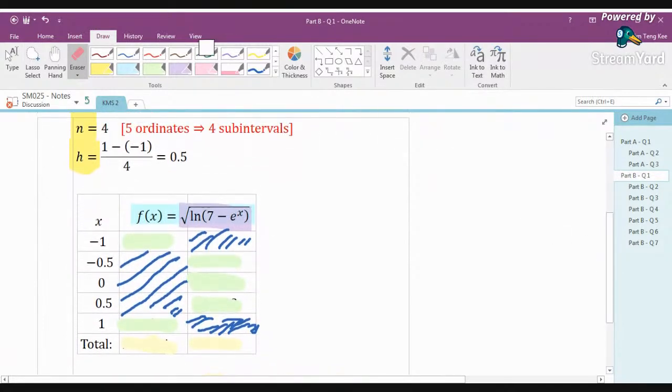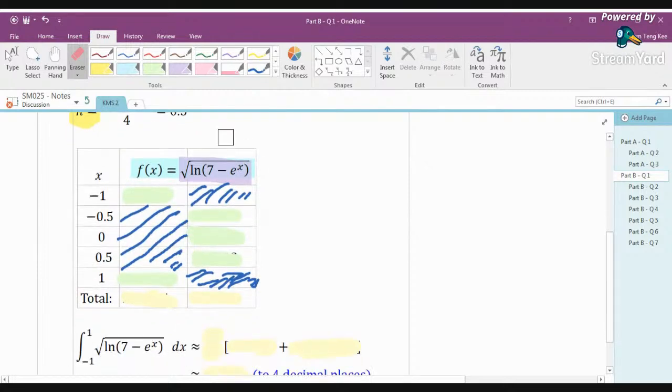Then next, we split the fx into two columns in the table. In one of the columns we would like to have the sum of the fx value for the first and the last x value, which in this case happens to be the first value, -1. Substitute into fx by using calculator. I find out that this is the result.